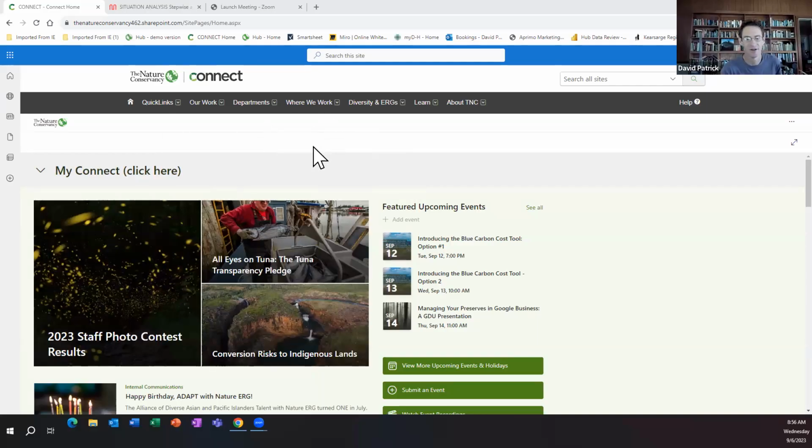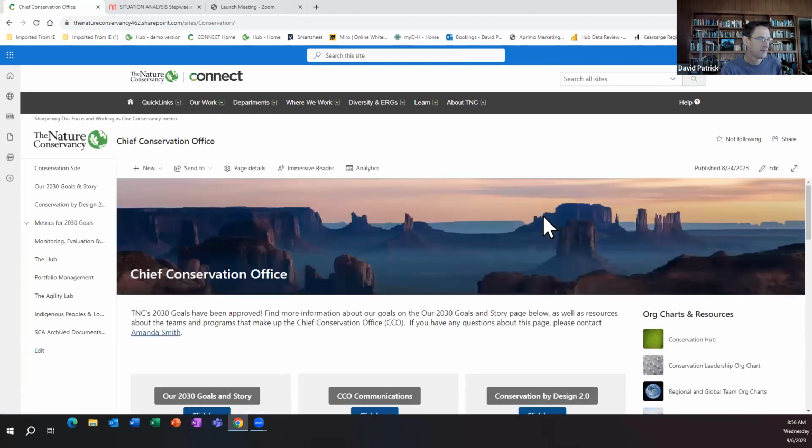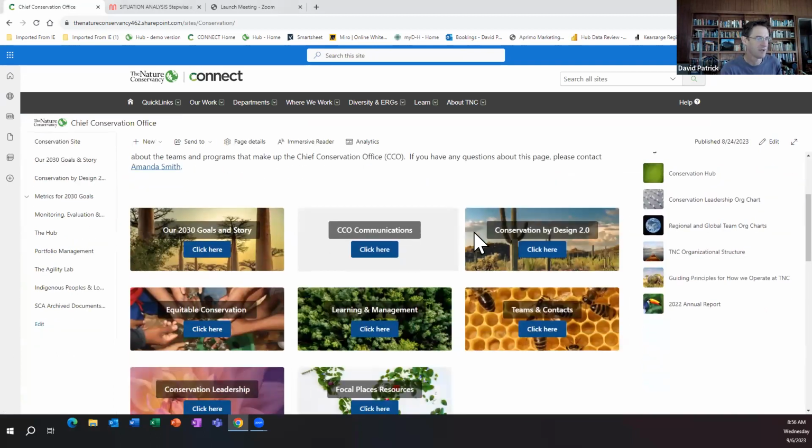and really just to point you towards where you can find more information. So what I'm going to do now is share my screen and briefly navigate you to the Connect page where you can access those resources. So bear with me just a moment. You can see here that we have Connect open, and on the top we have our typical tabs. We're going to go into Departments and then choose Conservation. And when the page loads, you'll see we have Conservation by Design 2.0, and we can click on that.